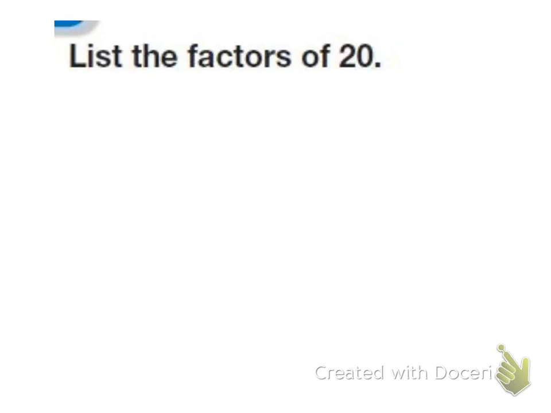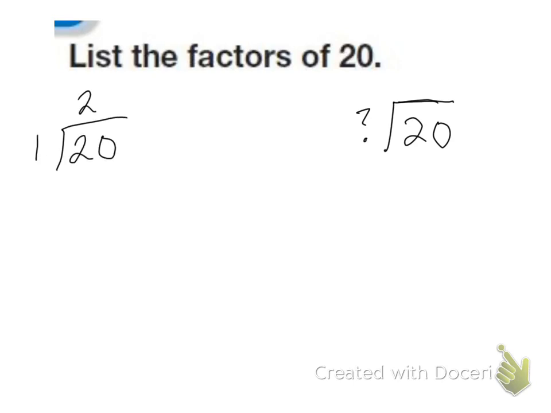So we're looking for what can be divided into 20. One way to start is with 1 and try each whole number up to 20. If we do this, we'll find all of the answers. So we can do 20 divided by 1 equals 20. 20 divided by 2 equals 10.